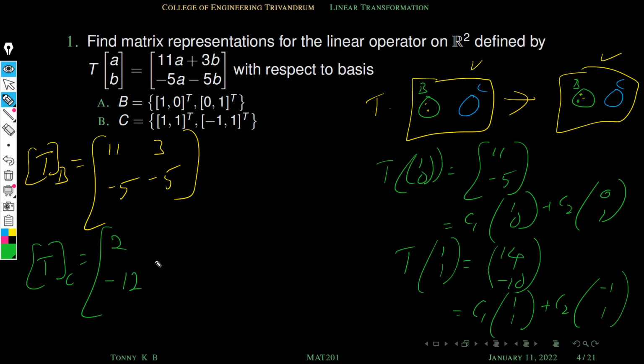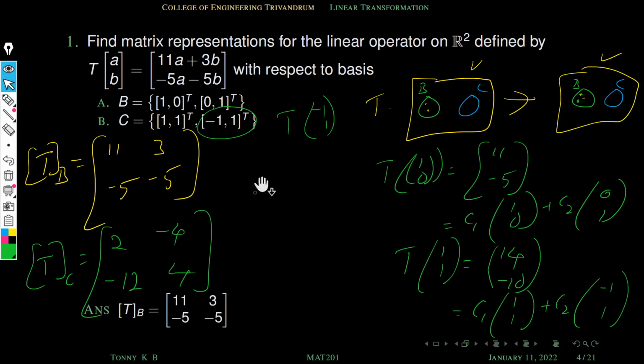Similarly, you can find the second column. How to find the second column? Take the image of the second element, T of (minus 1, 1), write it in terms of C, then find the coefficients. Okay, that is equal to (minus 4, 4). So this is the matrix of T with respect to the first basis, and this is the matrix of the same linear transformation with respect to the second basis. Okay, and we know there is a relation between these two matrices. We will see that in the next problem. Yes, this is 11, 3, minus 5, 5, and 2, minus 4, 12, minus 12 and 4.